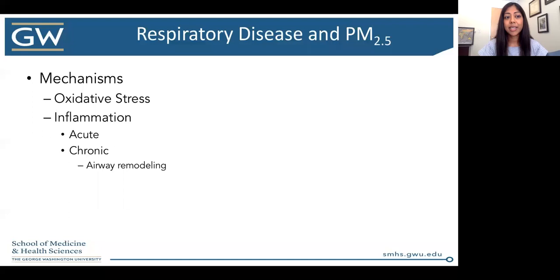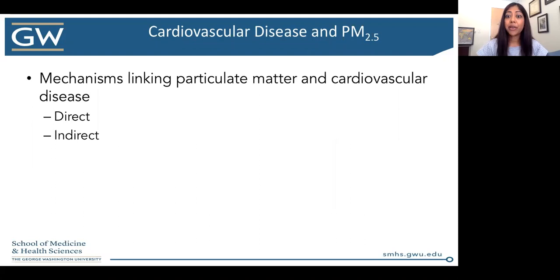The molecular mechanisms for particulate matter causing cardiovascular disease include direct toxicity to the cardiovascular system or indirect injury by inducing systemic inflammation and oxidative stress in peripheral circulation. So let's first talk about the direct pathway.